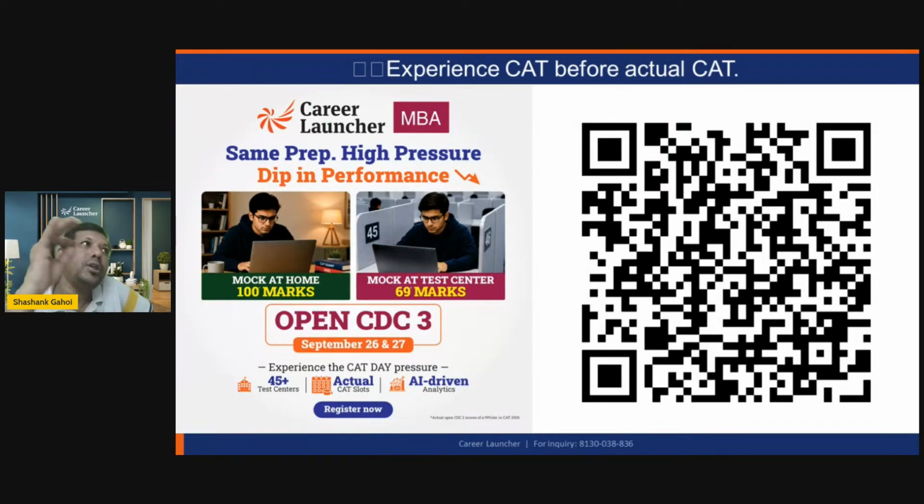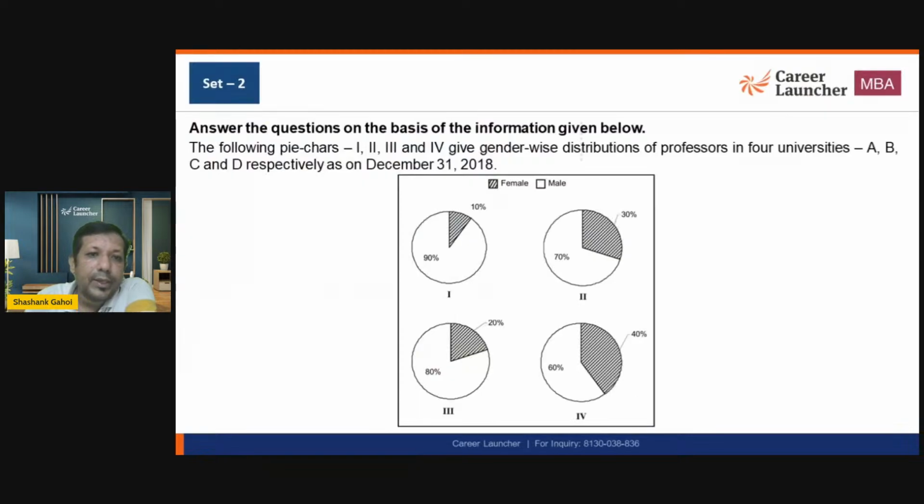So basically you need to understand there is actually a huge difference when you go to the test center and when you take the mock at home. It makes a very big difference. So you should try going to a center once or twice, and that's something that is actually very important. Okay, now I am coming to set number 2.